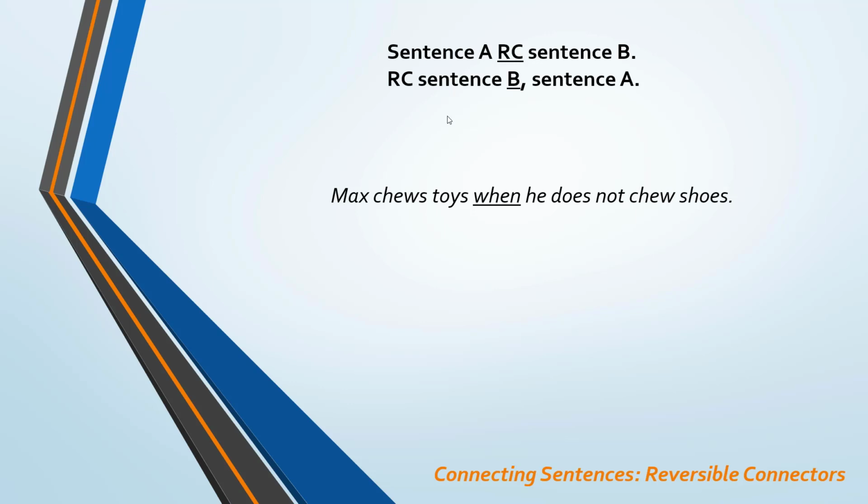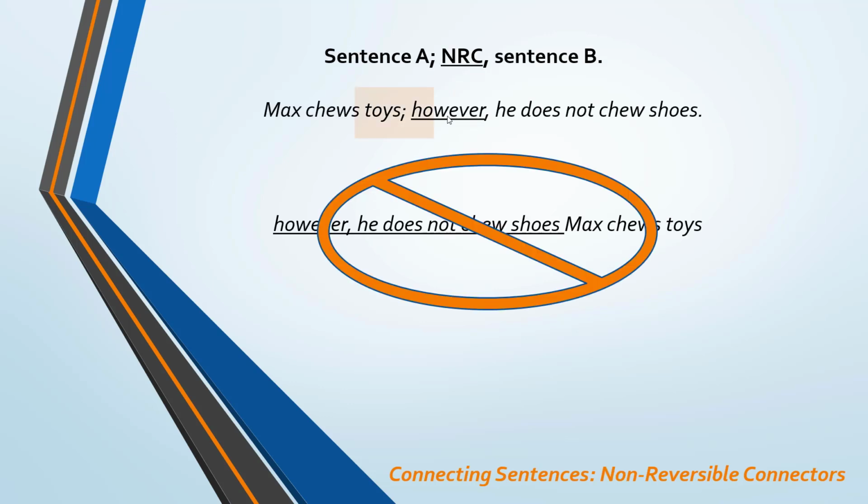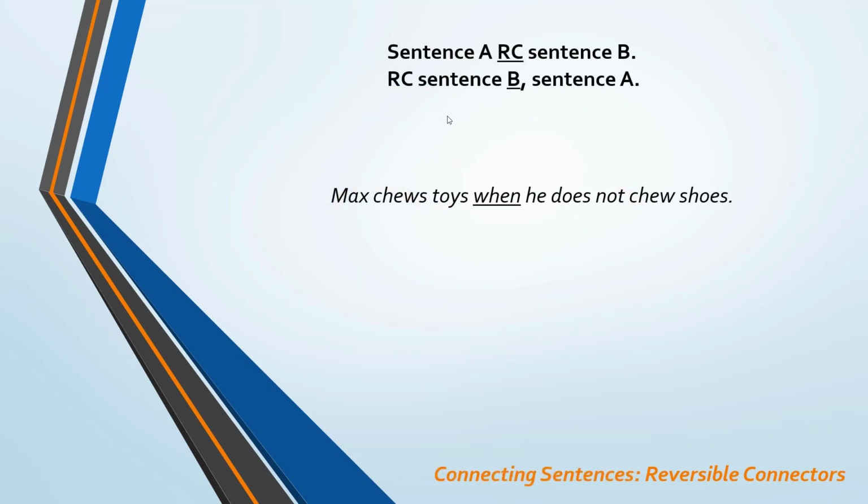Max chews toys when he does not chew shoes. This one is a little bit tricky. When you see what looks like a complete thought, a connecting word, and another complete thought, you think, oh, there's no punctuation there. This must be a run-on. And it's not a run-on. It's actually a correct sentence, because this type of connector, when it's used in the middle of the sentence, gets no punctuation at all. This is the big difference between the reversible connector and the non-reversible connector that needs that semicolon. So whether or not you need the semicolon is determined by this reversibility test.